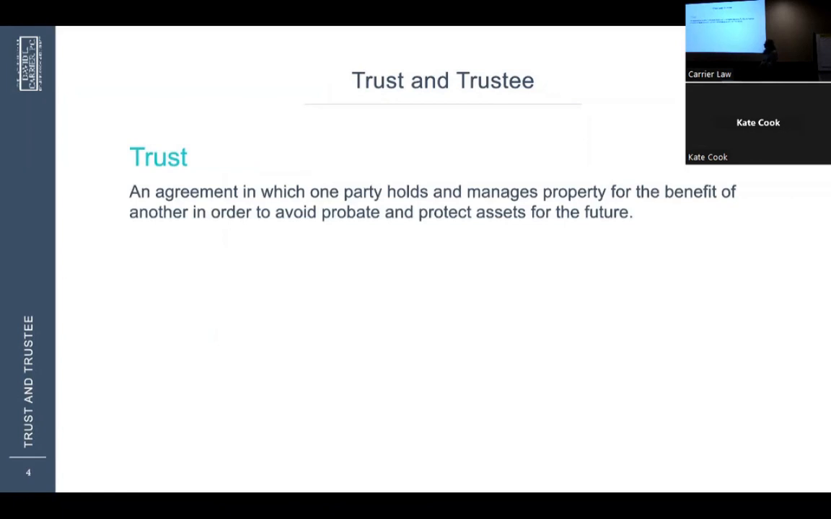If your loved one passed away and had a trust, you might be wondering exactly what a trust is. Well, a trust is a legal document that acts as an agreement in which one party holds and manages property for the benefit of another party in order to avoid probate and to protect assets for the future. And avoiding probate essentially means that your property would pass outside of the probate court and directly to any beneficiaries that you name in your trust.